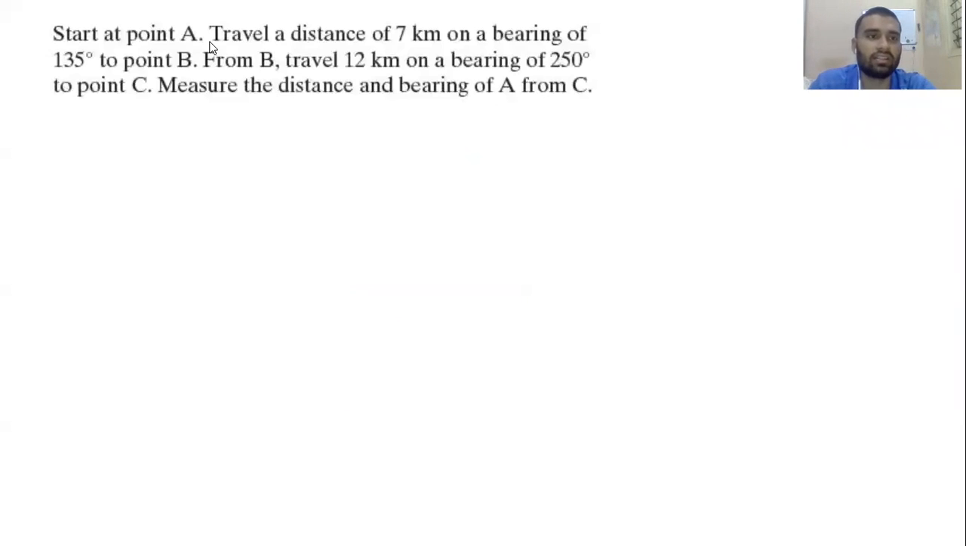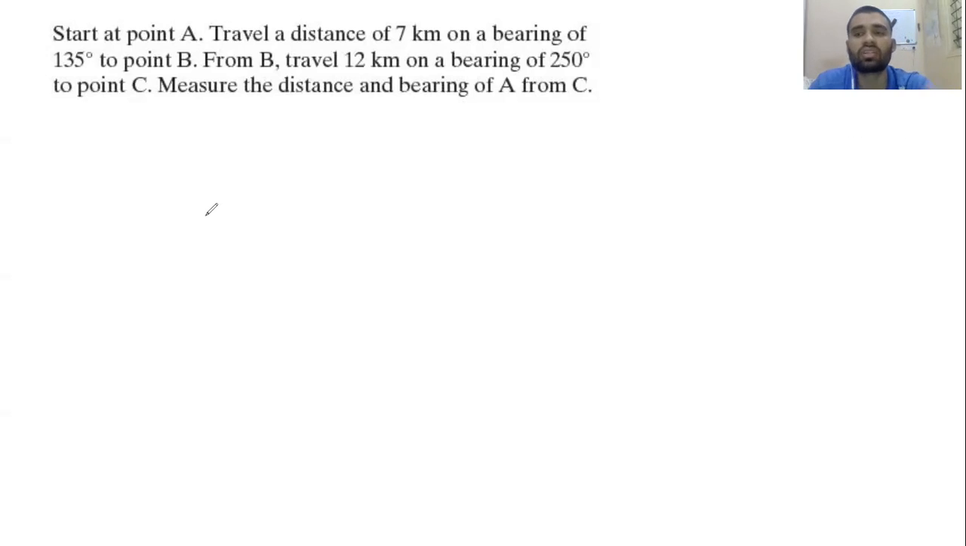So the next example is: starting at point A, travel a distance of 7 kilometers on a bearing of 135 degrees to point B. Travel 12 kilometers on a bearing of 250 degrees to point C. Now measure the distance and the bearing of A from C. Now what do I do here?